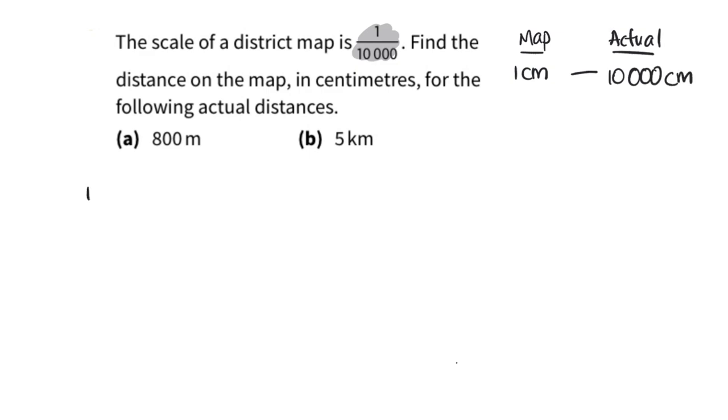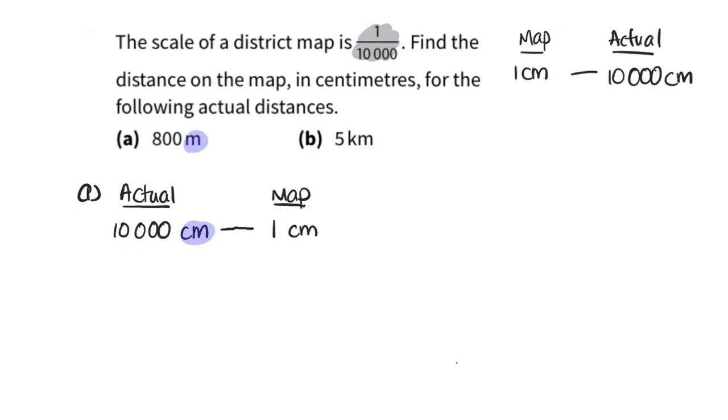So moving on for part A, you will then see that we are going to find how many cm on the map for 800 meter on the actual ground. Okay, since they want us to find what is on the map, I will start with actual here. 10,000 cm is represented by 1 cm on the map. The first thing that caught Mr. Tan's mind is the cm, it's the meter. So I will have to convert this to meter first. Divide by 100, and that will give me 100 meter is representing 1 cm.